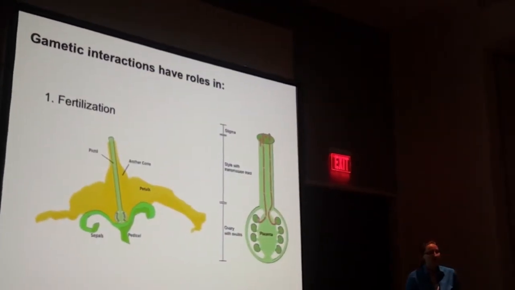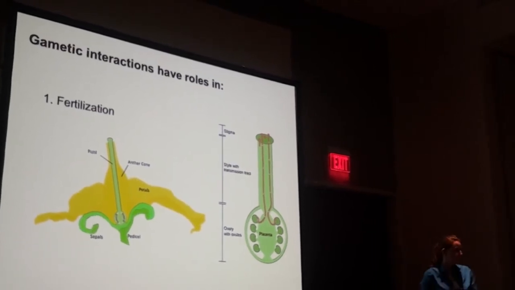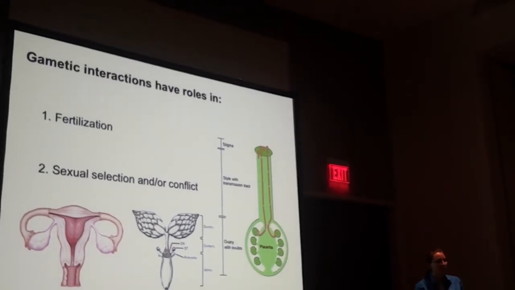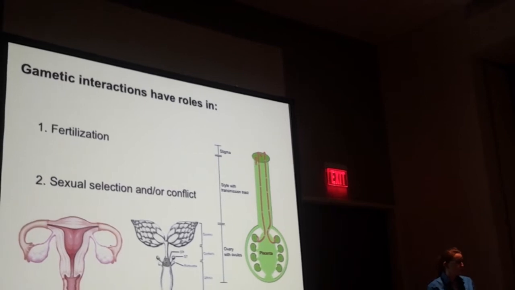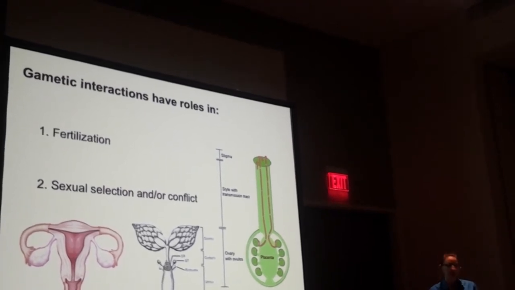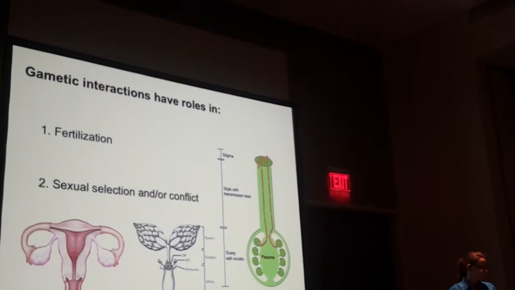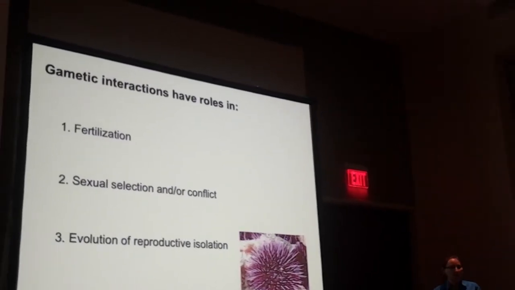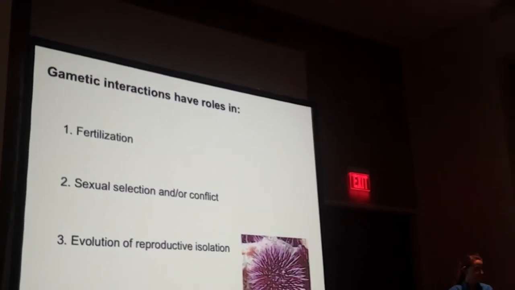So gamete interactions are important because they may have roles in procreative fertilization, or have roles in sexual selection or sexual conflict in the form of female choice or sperm competition in the female reproductive tracts across many organisms. And again, they might have roles in the evolution of reproductive isolation, but once again, most of this work has been done in external fertilizers.